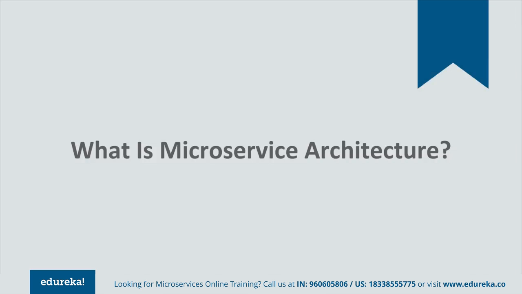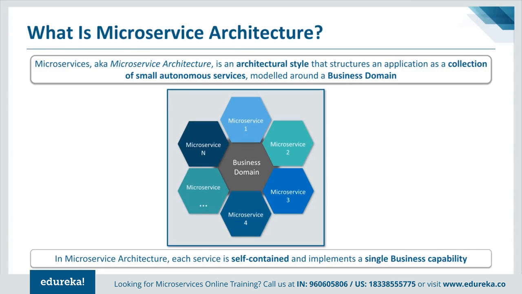Now is the time to understand what exactly is microservice architecture. Microservices, also known as microservice architecture, is an architectural style that structures an application as a collection of small autonomous services modeled around a business domain. Now, if I have to put it in simpler terms, basically, it is a self-contained process which provides different and unique business capabilities. Now, if you have large applications built using this architectural pattern, it can be broken down into multiple small services which together act as one large system.